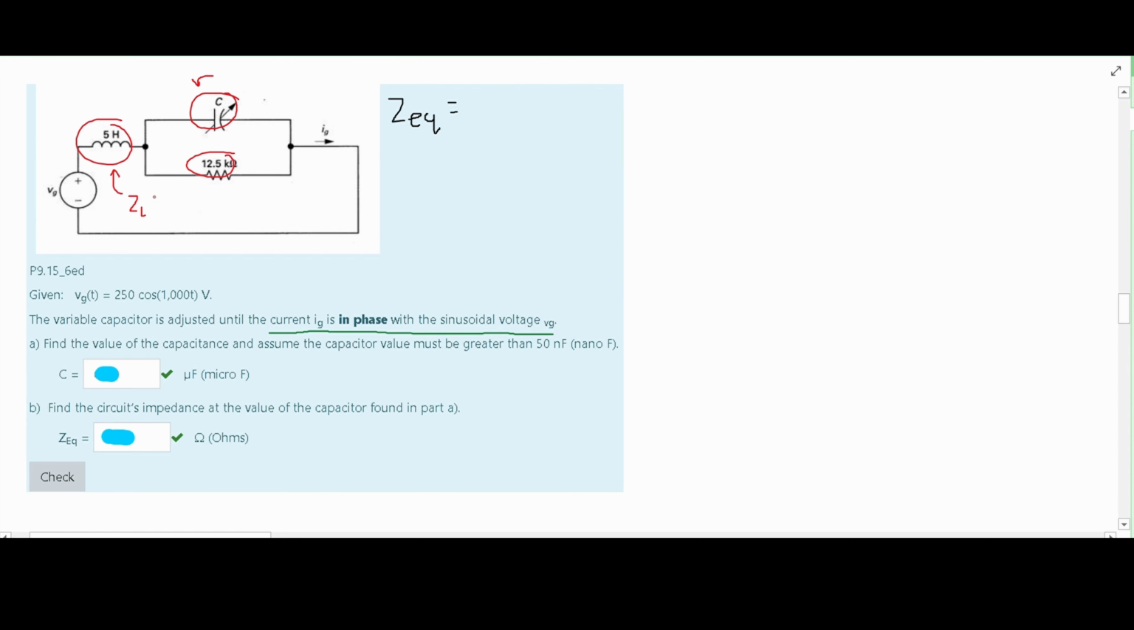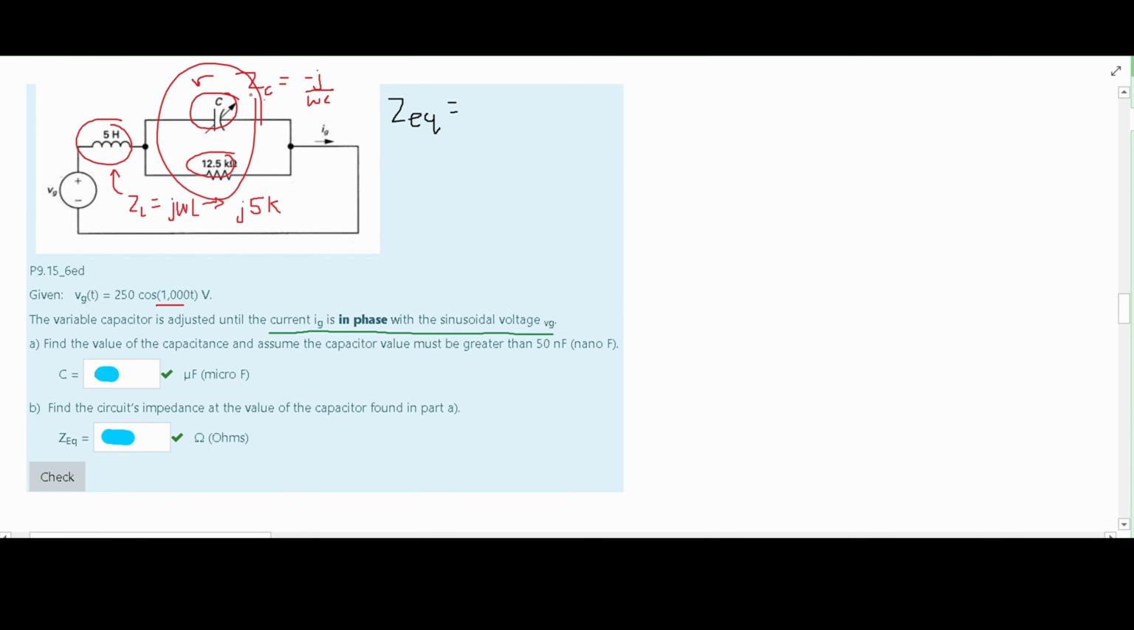First, with our inductor, we know that the formula for this is going to be j times our omega times our L. We know our omega is this 1000 here, so we can write this as j times 5 times K. A K is a kilo, and a kilo is 1000. And that's the same reason why we have this 12.5K. It's 12.5 times 1000. Now, for our capacitor, we are going to have Z of C, and this is equal to negative j divided by omega C.